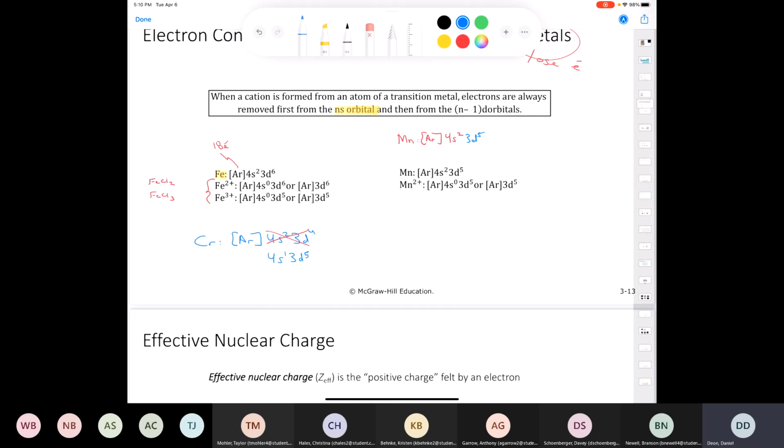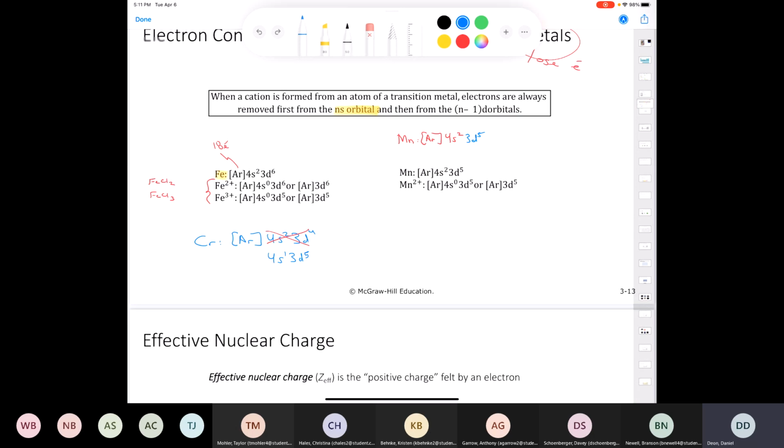That is an exception. Okay, and the reason why this is the acceptable electron configuration for chromium is because there's a greater stability when we have the s orbital and the d orbital both half filled. Okay, they're both half filled. Whereas in the first one, I only had one of them completely filled.